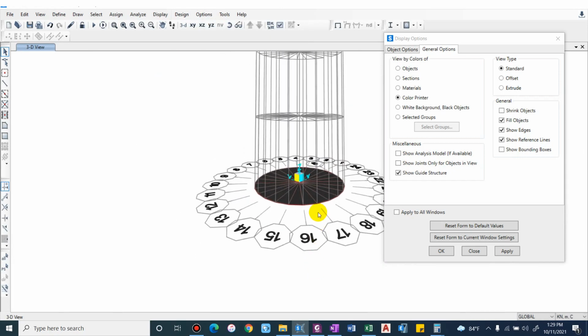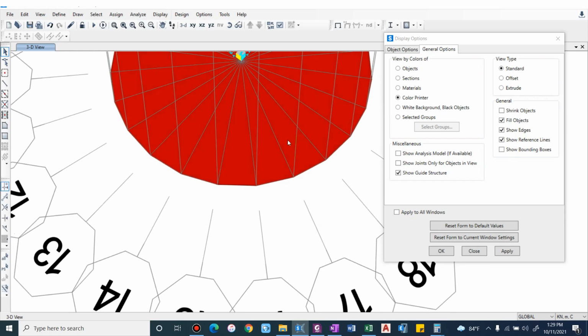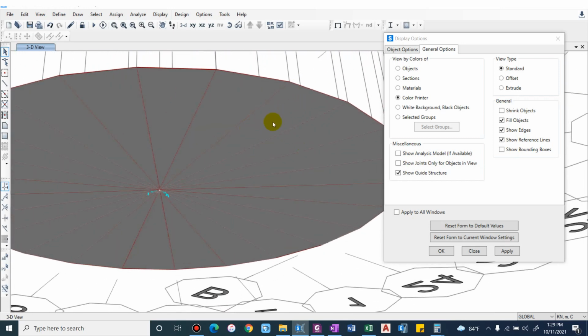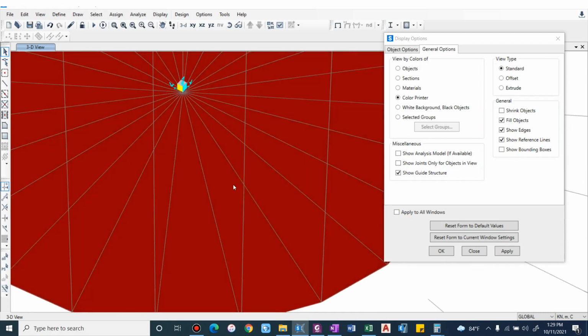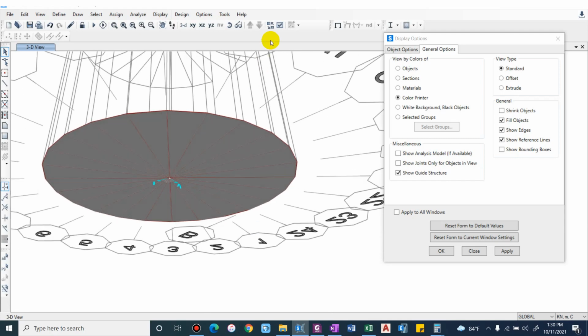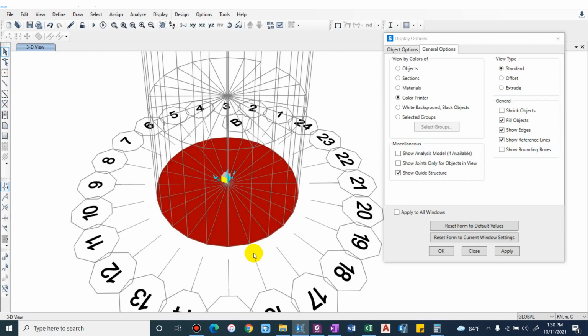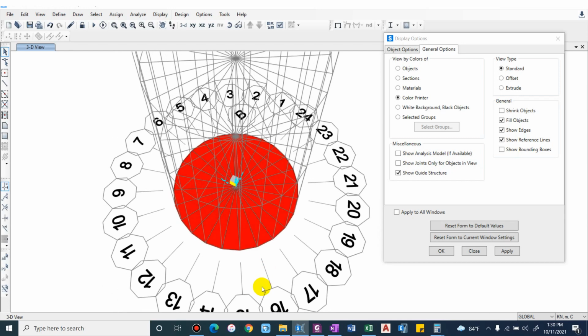So what is the significance of this color? Red color means the top surface of the structure, and this is the bottom surface of the section. So red means top surface and this means bottom surface. And considering the water will be inside the structure, I'll try to make the surface that will be in direct contact with the water the bottom surface.